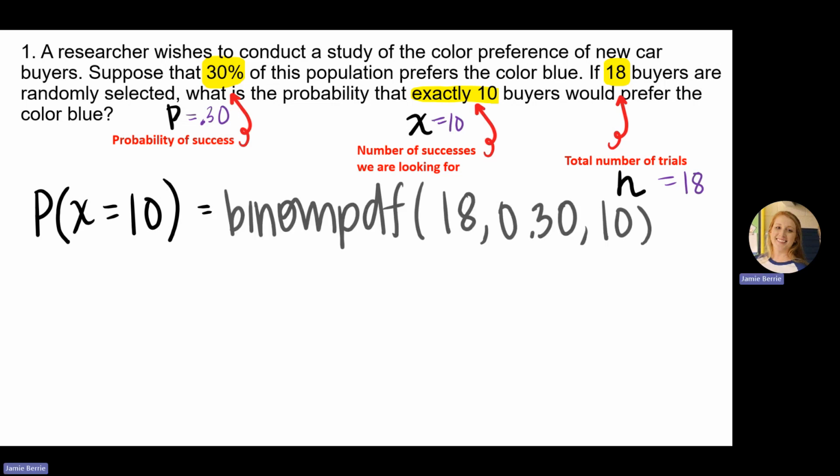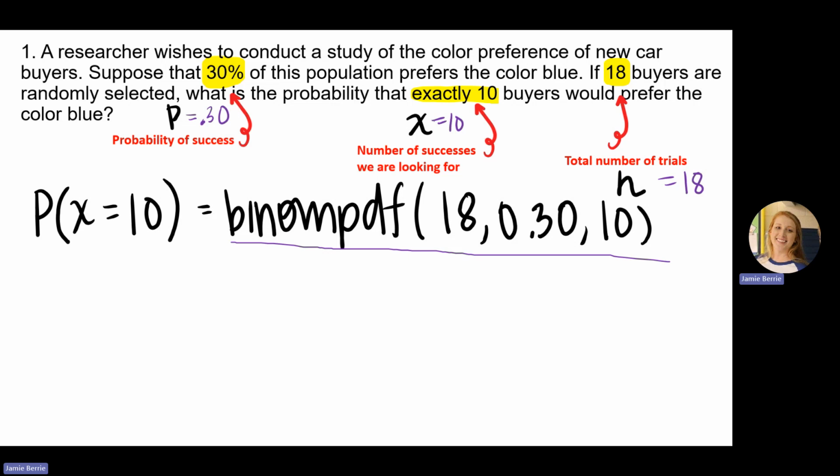All right, so we're looking at binomial PDF. N, P, X would be 18, 0.30, 10. Now, I like to write this down. You don't have to write it down, but if you're doing your homework or the practice test, I find it helpful. That way, if I go back and look at it later, I know what I plugged in, so I don't have to go back and read the question again. I know exactly what I plugged in. So I like to write this part down, but it's not required.